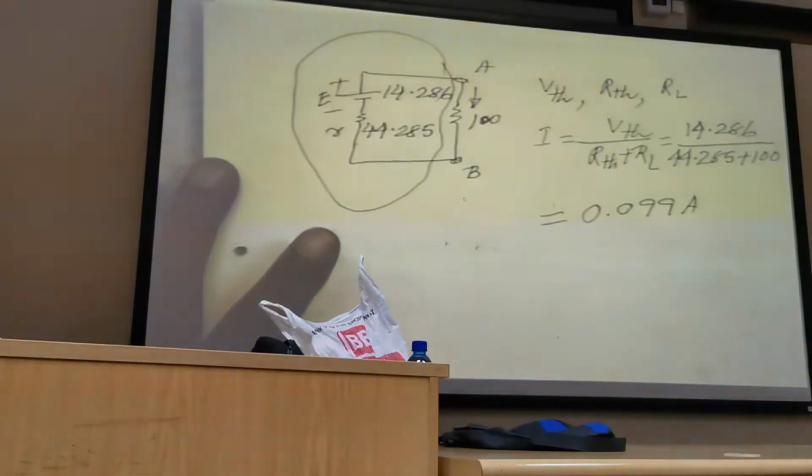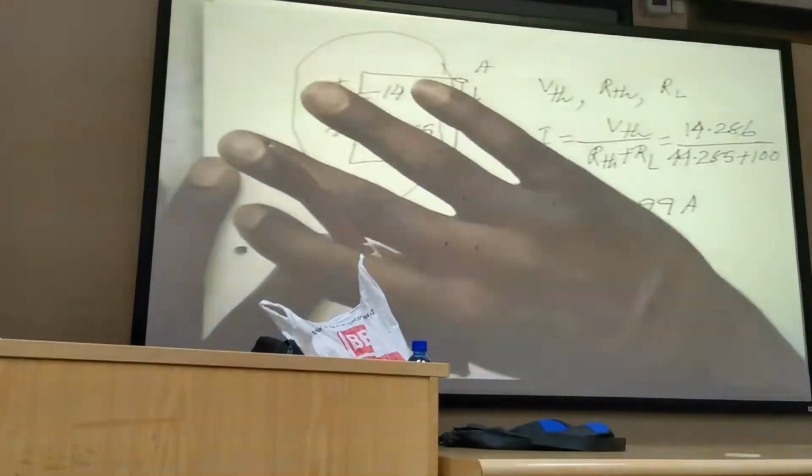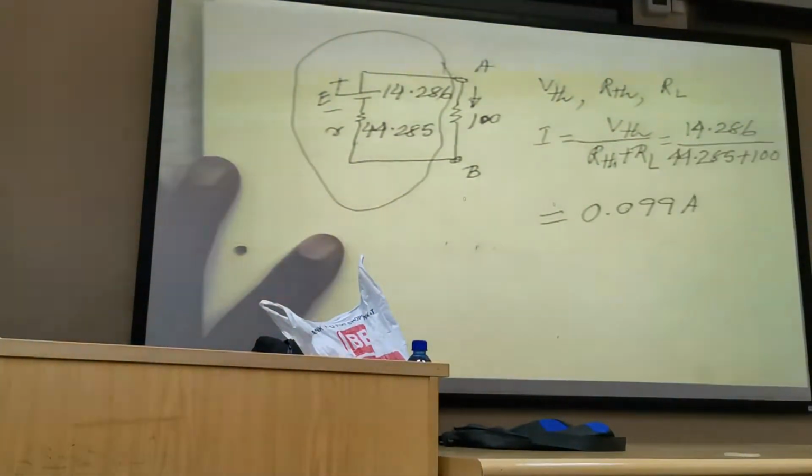Here, one caution: in case you get the value of V Thevenin, we got 14.286, it could be negative as well. If you get the answer negative, it means the direction of the final current would be the other way around. Meaning, instead of plus, E will be written the other way around. Clear? The direction of the current will be on the other side.